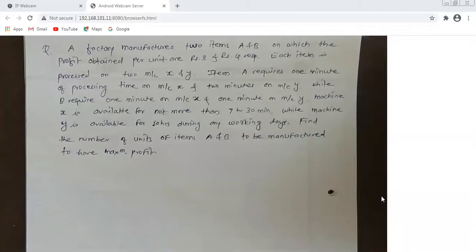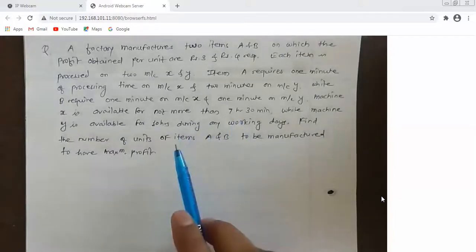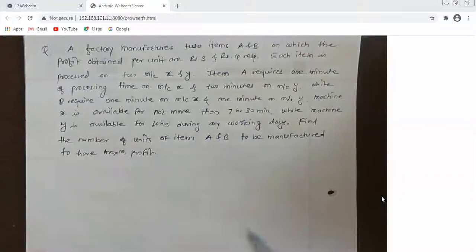Now, according to the question, what they have given is: a factory manufactures two items A and B, on which they are getting a profit of rupees 3 and 4 respectively. And there are two machines X and Y on which we have to manufacture the items, and they have given the time required on machine X and machine Y. Similarly, they have given the availability of machines. Machine X is available for 7 hours 30 minutes and machine Y is available for 10 hours during the working day. So by using all this data, we first have to construct the table.